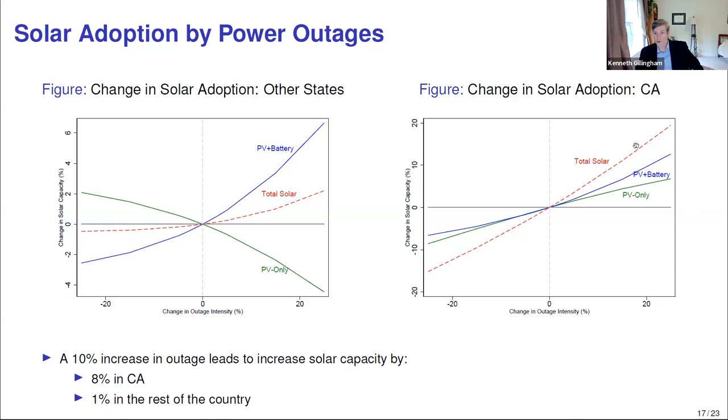So total solar actually increases by even more. In some sense, you could say people in California are even more responsive to outages than in other states. So a 10% increase in outage leads to an increase in solar capacity by 8% in California and 1% in the rest of the country.